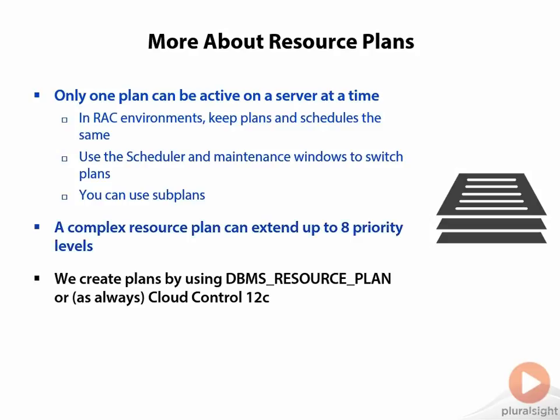When you do a resource plan, you can do simple or complex. Simple just has a one-level split of resources, but you can create a complex resource plan that can extend up to 8 priority levels. So for instance, you might have at the top level your users and your batch jobs, and you want to guarantee or cap users at 75% CPU, batch jobs at 25.